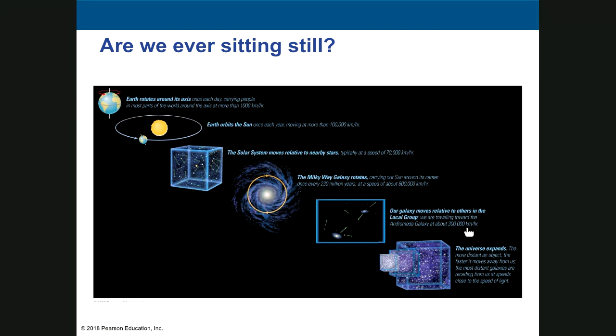And you add it all up: as the universe expands, the more distant objects will actually be receding from us at speeds close to the speed of light. And actually, to tell you the truth, some of them exceed the speed of light. Now you might be saying, well, wait a minute, Professor Toland, you just said nothing moves faster than the speed of light, and I've heard that before.